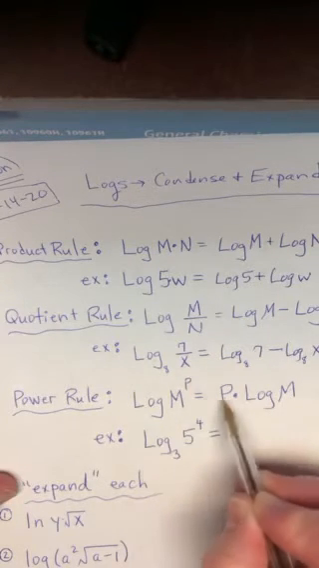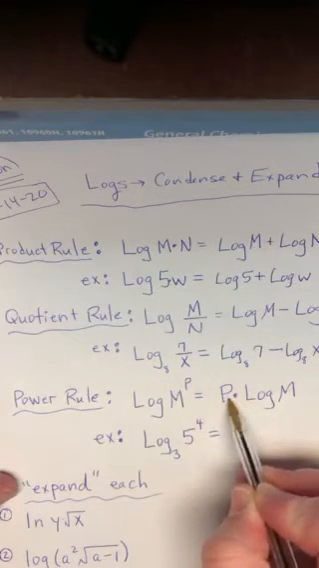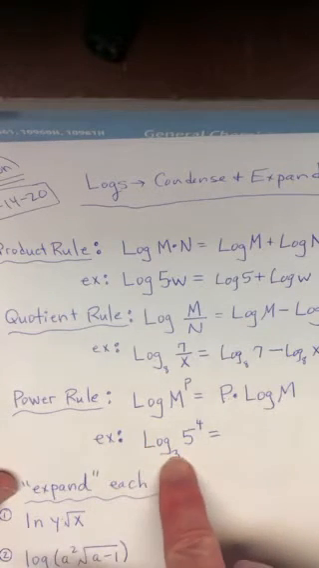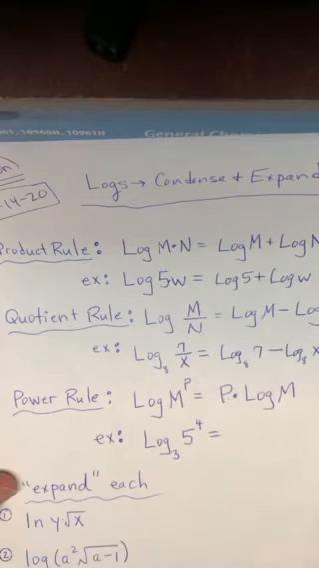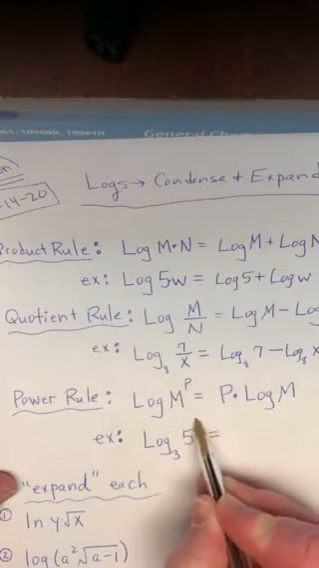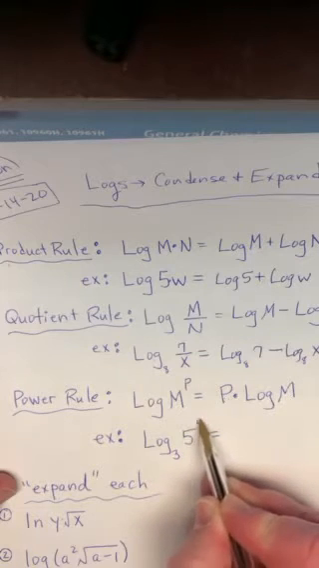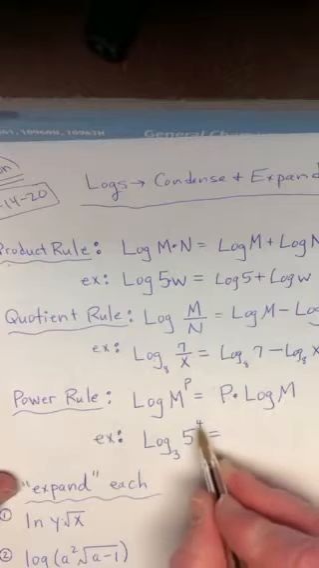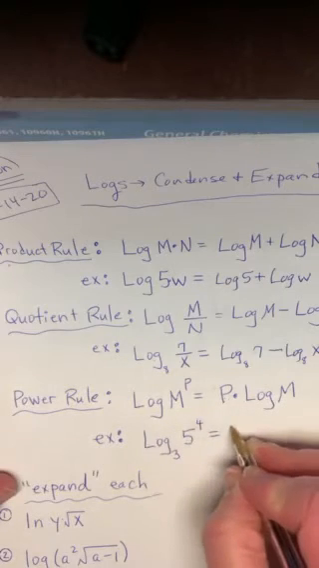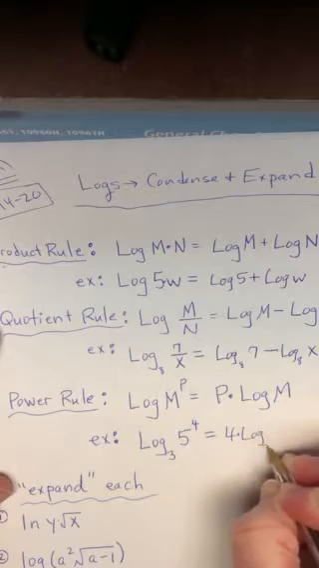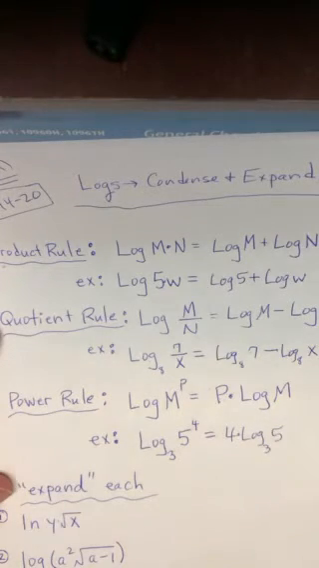Just put the power out in front. So the example written here says log base 3 of 5 to the 4th. I am allowed to take that exponent, that power, and move the power out in front. That's why it's called the power rule. So if I move the power in front, this would be 4 times the log base 3 of 5.